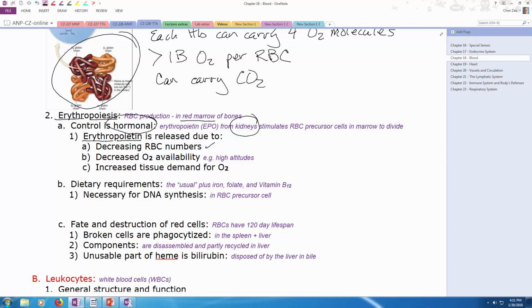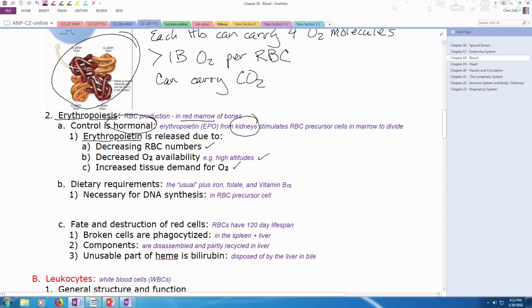Good. Decreasing oxygen availability, such as when we become Sherpas. The higher we go on a mountain, what do we know about oxygen? There's less oxygen content in our air. So we upregulate, correct? We make more things that will grab onto oxygen, which is hemoglobin, and hemoglobin is always inside our red blood cells. So that's decreased oxygen availability, and then increased tissue demand for oxygen.